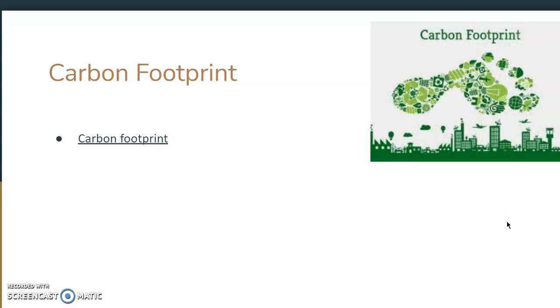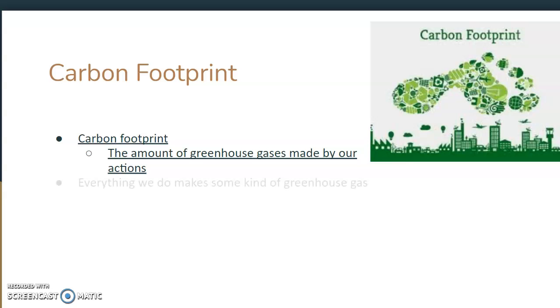So our carbon footprint, how we're going to define it, is the amount of greenhouse gases made by our actions. So it's not just carbon dioxide. Carbon dioxide is the biggest one, but it's all greenhouse gases. Methane is another example. So everything we do makes some kind of greenhouse gas. Sadly, like I said, even by breathing, we are producing a certain amount of carbon dioxide, which is a greenhouse gas.